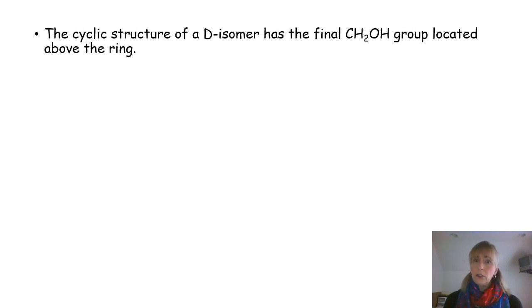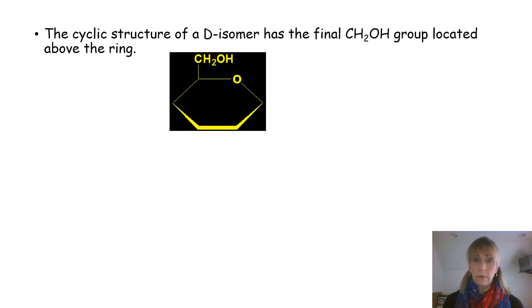The cyclic structure of a D-isomer, remember, D-isomers are the most common ones, the ones we find in nature, is going to additionally have the final CH2OH group located above the ring. So we're going to add on things.